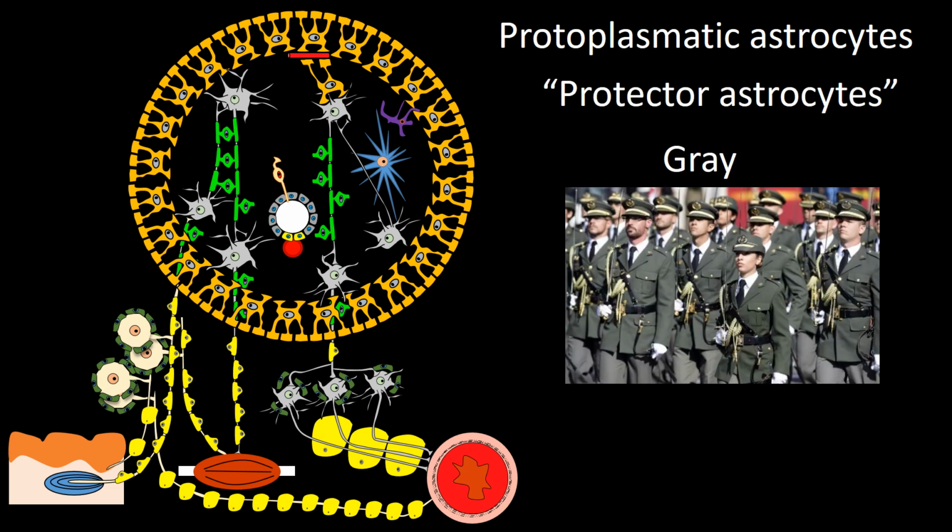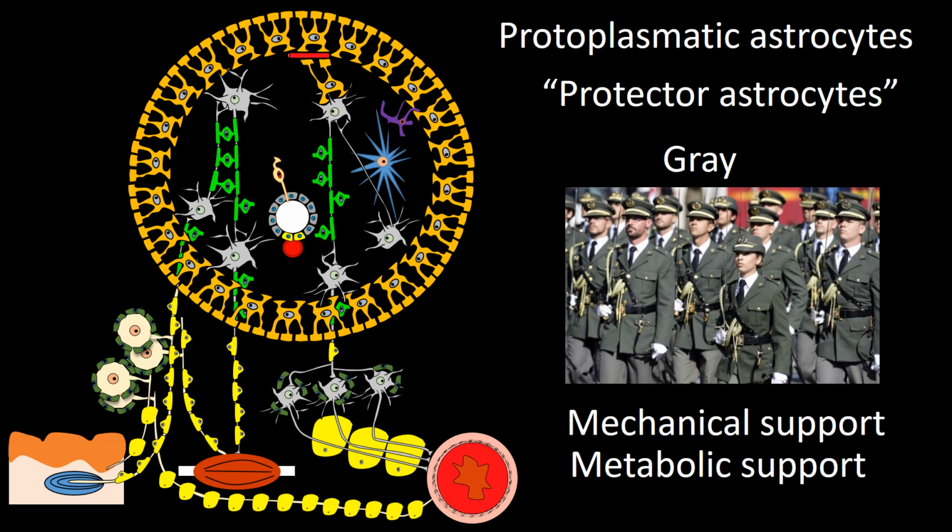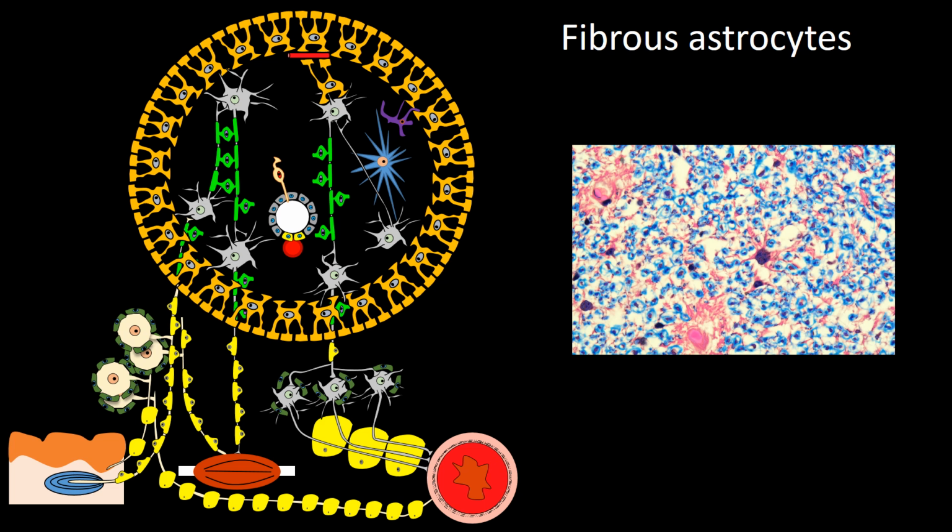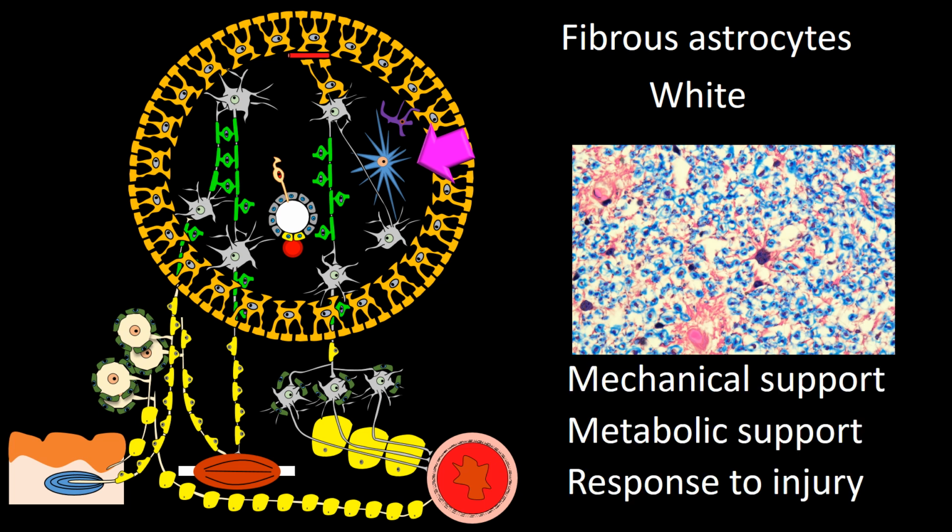They are present in the gray matter. Protoplasmic astrocytes offer mechanical support, metabolic support to neurons, and in addition, they respond to injury, leading to the formation of scars. Next, we have the fibrous or fibrillary astrocytes. They live in the white matter. They do have a fibrillary appearance, as you can see captured in this picture and schematically here being pointed by the arrow. They serve as mechanical and metabolic support in the white matter and they react to injury.